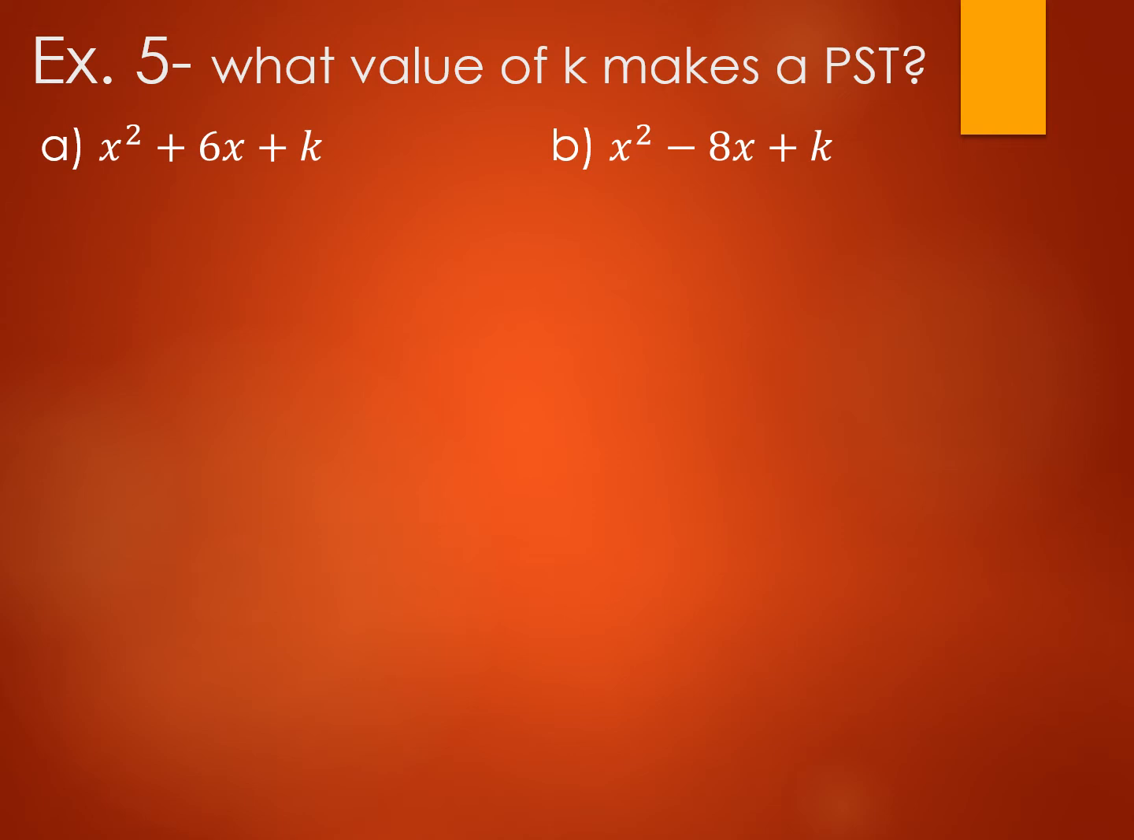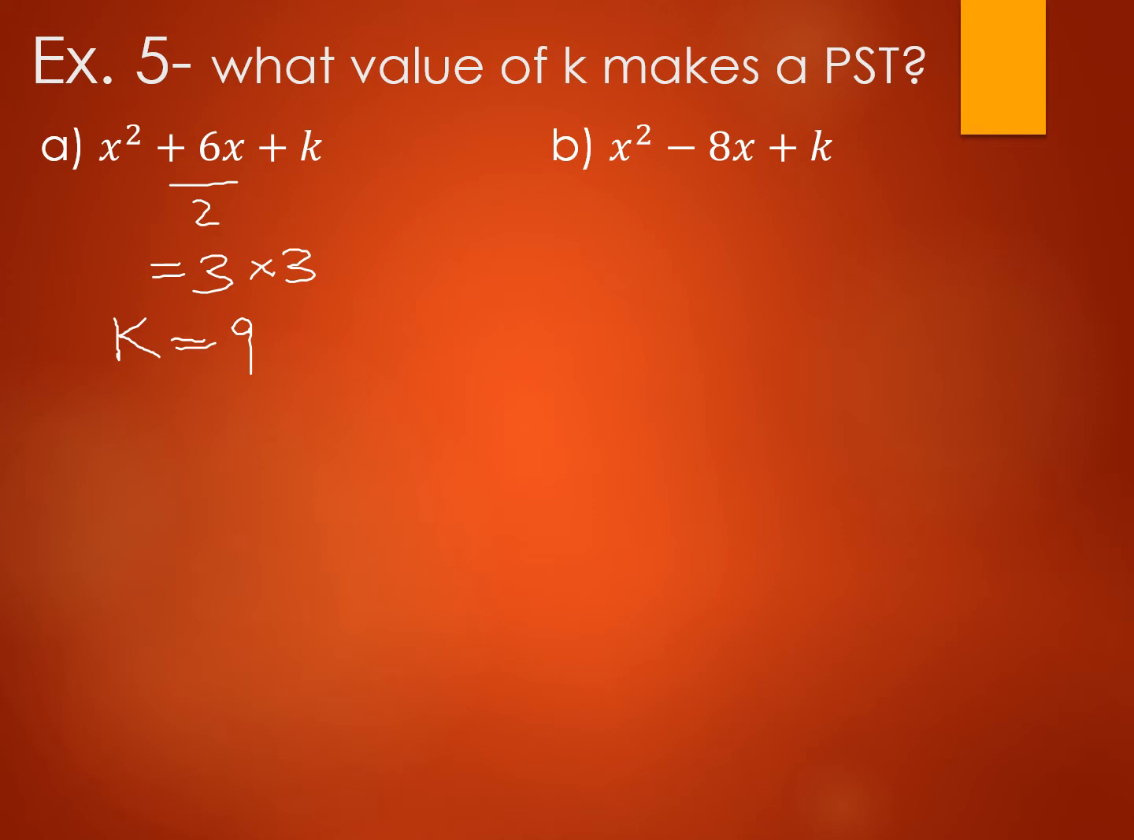If we are looking at patterns, if you look back at the example that we just did, our middle term was -8, and we got -4 and -4 as our two factors. And -4 times -4 gave us +16. So if we build off that, half of 6 is 3, and 3 times 3 equals 9. So to make this a perfect square trinomial, k has to be 9.